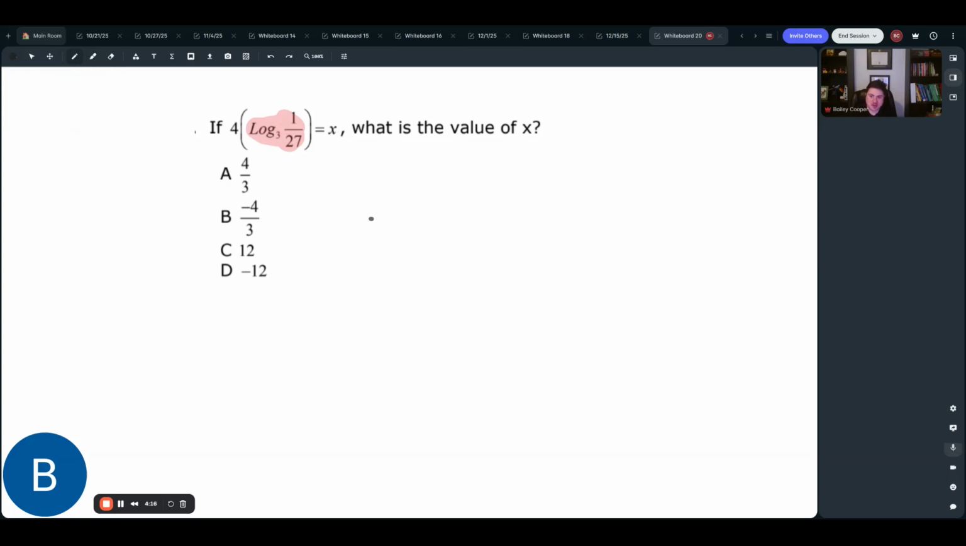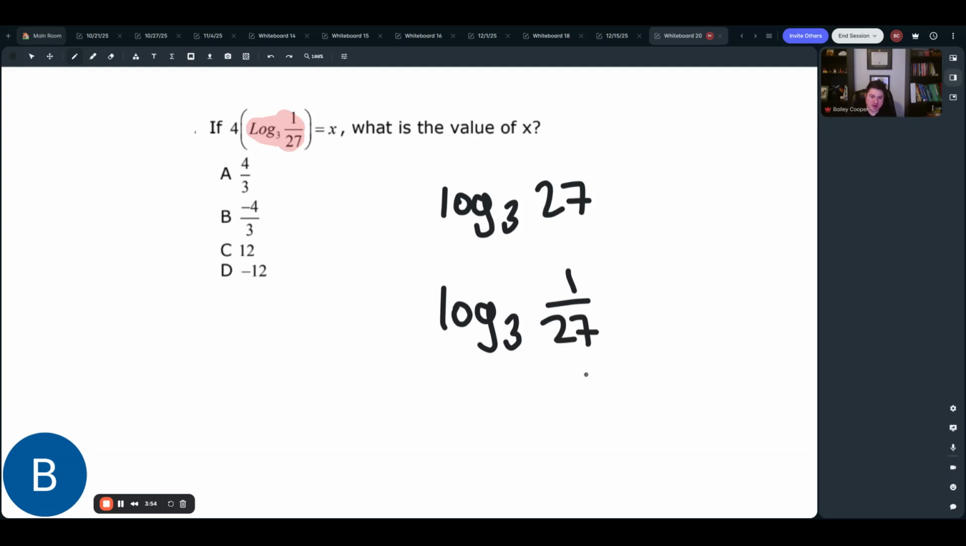Luckily the numbers are actually pretty nice here because I'm noticing that 27 is a power of 3. It's 3 to the third. 3 times 3 is 9. 9 times 3 is 27. The only issue here is that it's not log base 3 of 27. It's log base 3 of 1/27th, right?